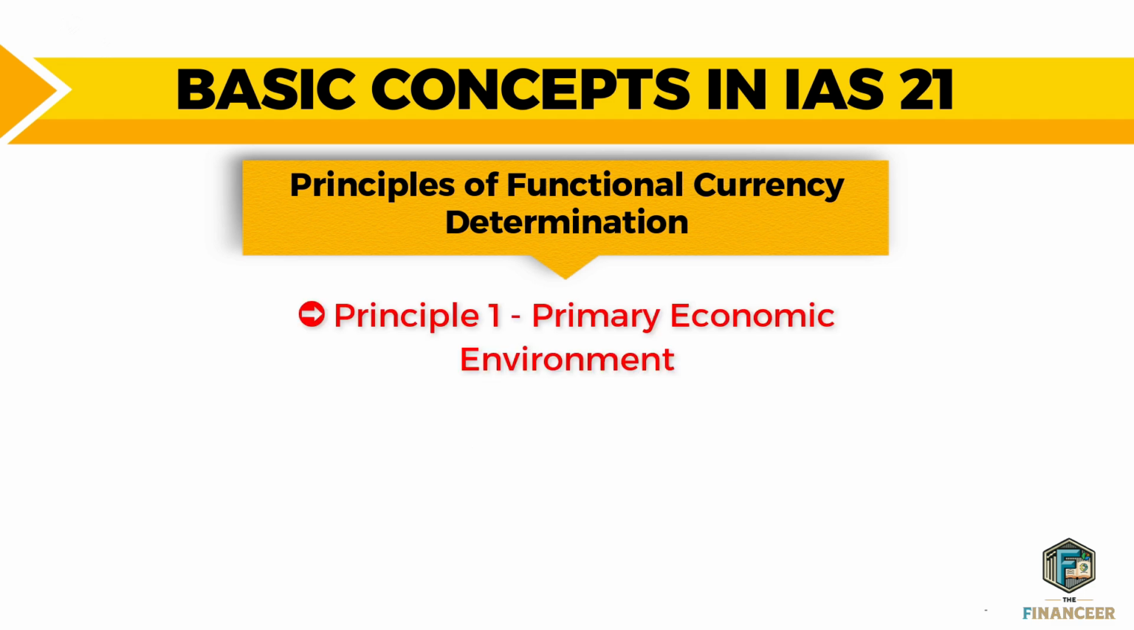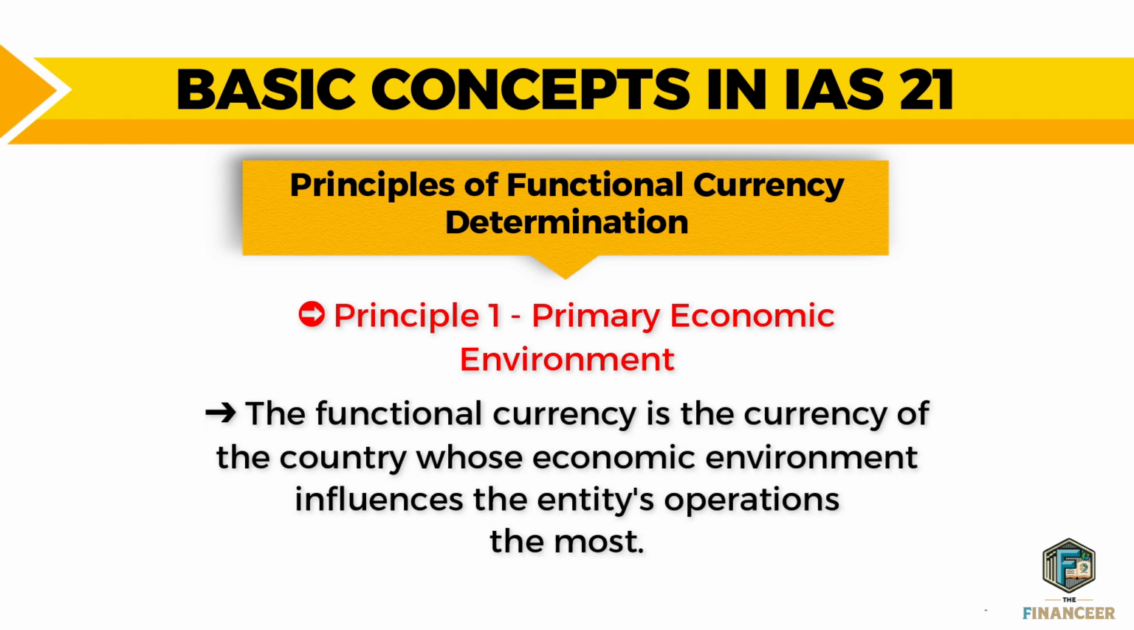One of these principles, as we explained before, is that we need to depend on the primary economic environment in order to determine the functional currency. Because the functional currency is not the currency of your home country. The functional currency is the currency that relates to the primary economic environment. So what is the primary economic environment? The primary economic environment asserts that the functional currency is the currency of the country whose economic environment will influence the entity's operations the most.